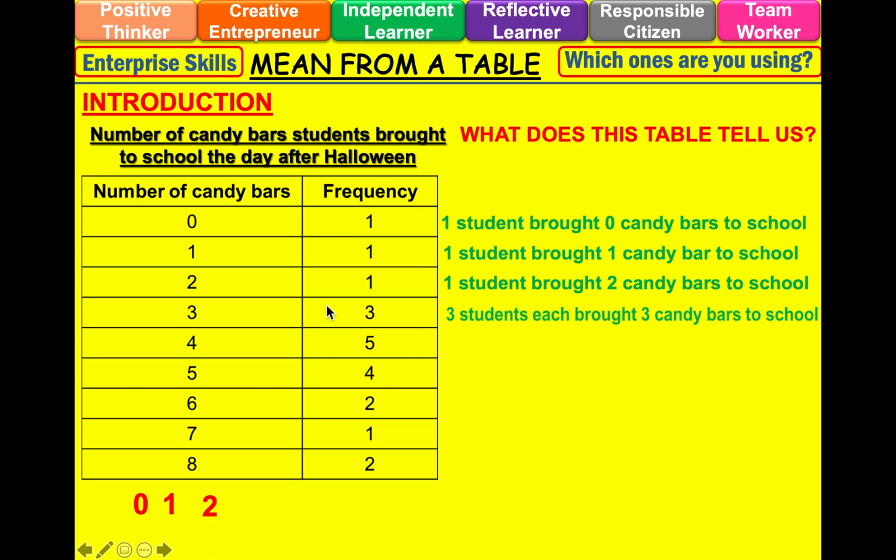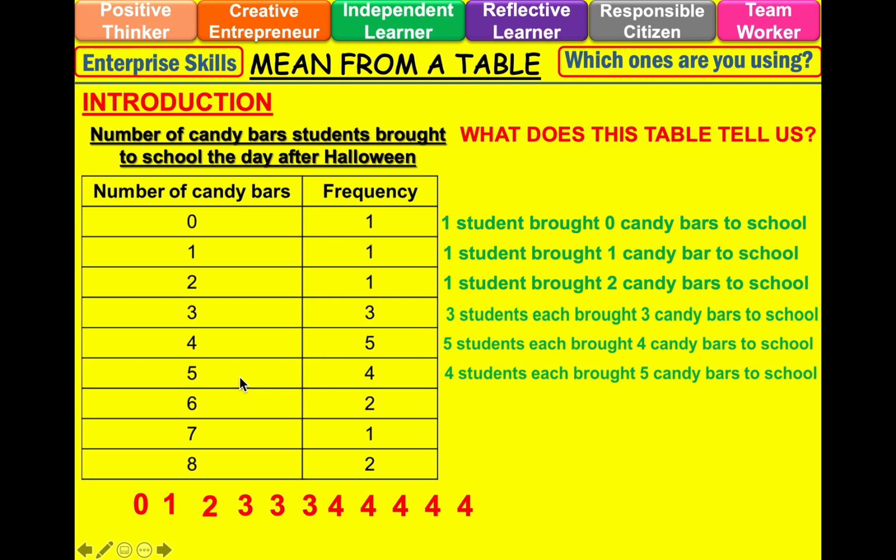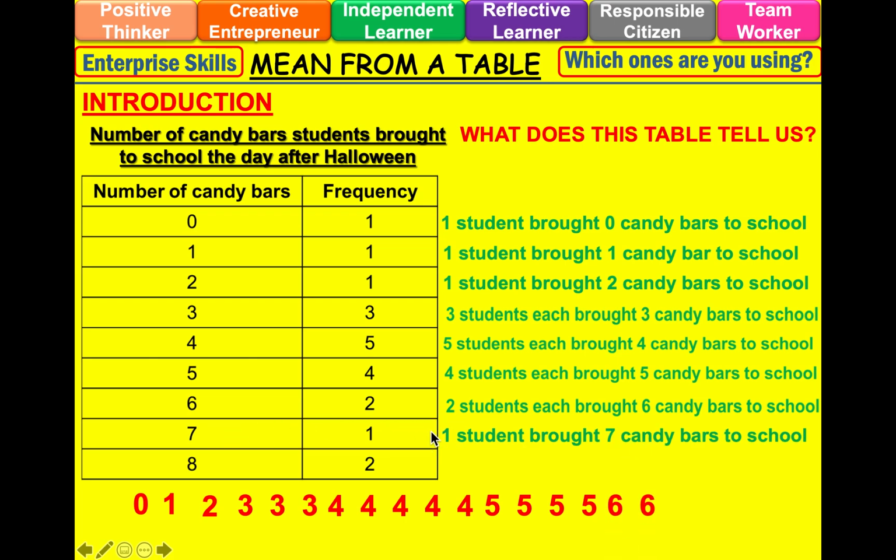And 3 students bought 3 candy, this is this one. 5 students bought 4 candy, this is this one. 4 students bought 5 candies. And 2 students bought 6. 1 bought 7. Oh, he or she is pretty greedy. Hopefully they'll share with somebody else. And 2 students bought 8.